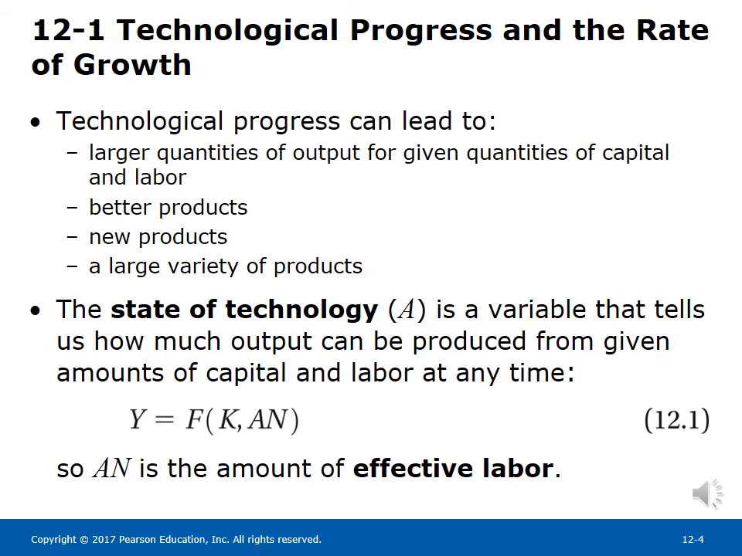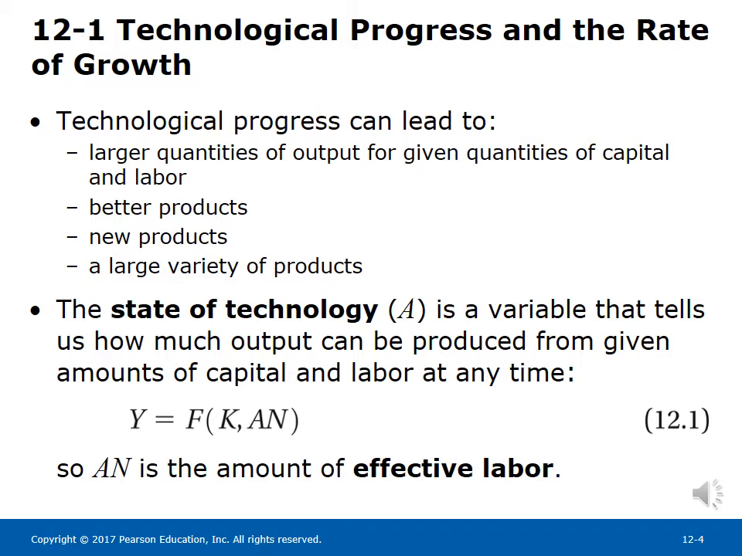(12-1) Technological Progress and the Rate of Growth. Technological progress can lead to larger quantities of output for given quantities of capital and labor, better products, new products, a large variety of products. The state of technology A is a variable that tells us how much output can be produced from given amounts of capital and labor at any time.